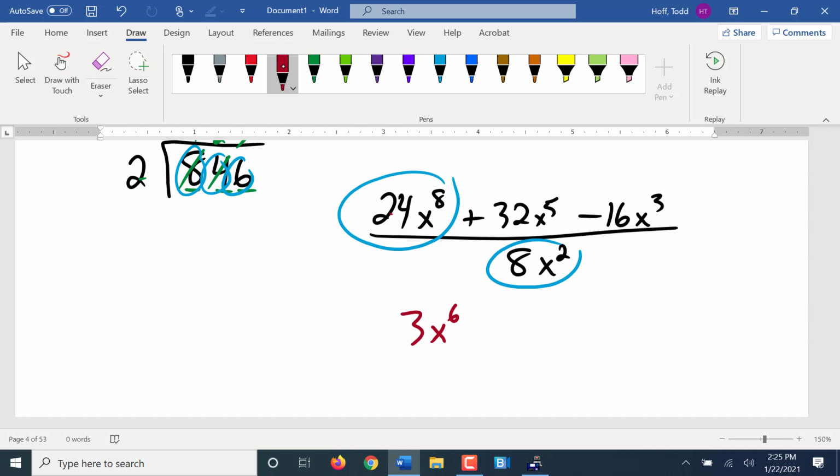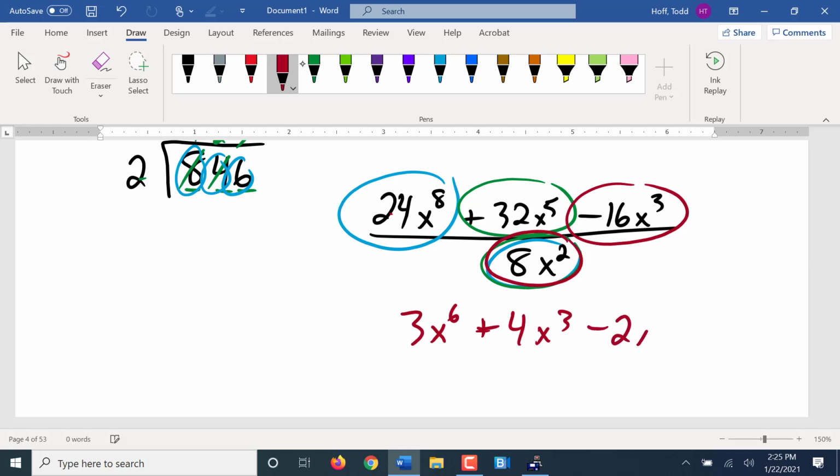X to the 6th. How about 32x to the 5th divided by 8x squared? 4x to the 3rd. It's positive, so I put a plus there. 32 divided by 8 is 4. X to the 5th divided by x squared is x to the 3rd. And finally, negative 16x to the 3rd divided by 8x squared. Negative 2x. Good. Negative 16 divided by 8 is negative 2. X to the 3rd divided by x squared. 3 minus 2 is 1, so x to the 1 or just x.